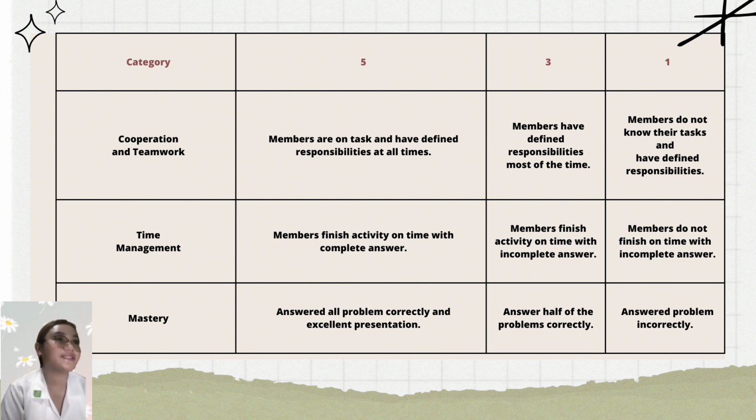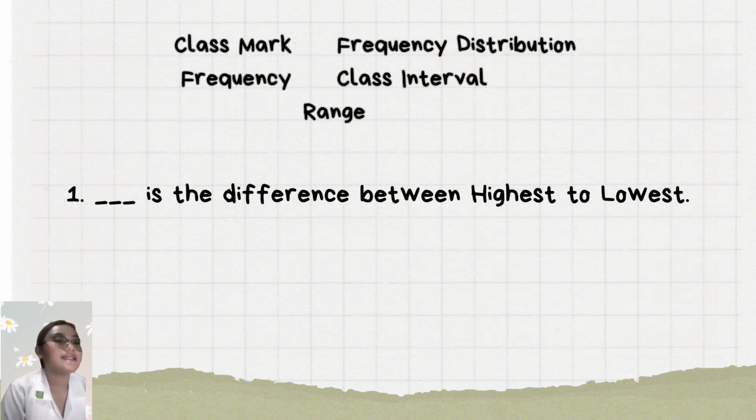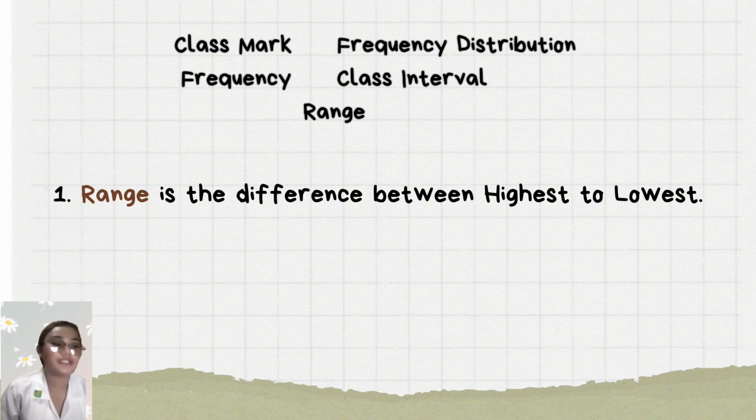Did you understand? Do you get it? Any questions? None? Understood? Okay. So, blank is the difference between the highest and lowest. Blank is the difference between highest and lowest. Yes, Miss Anne. Range? Is that right? Range? Correct, range. Wow, very good.